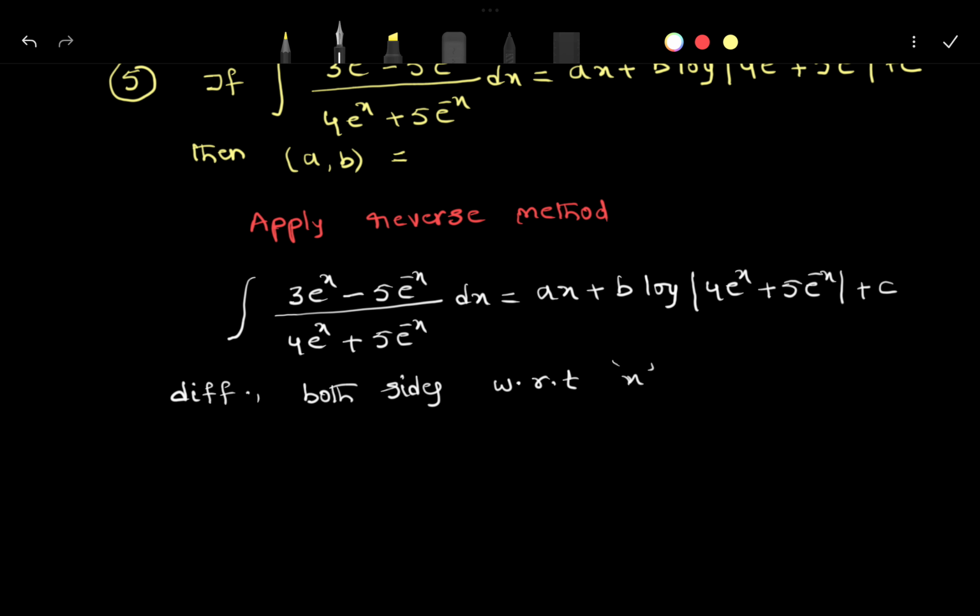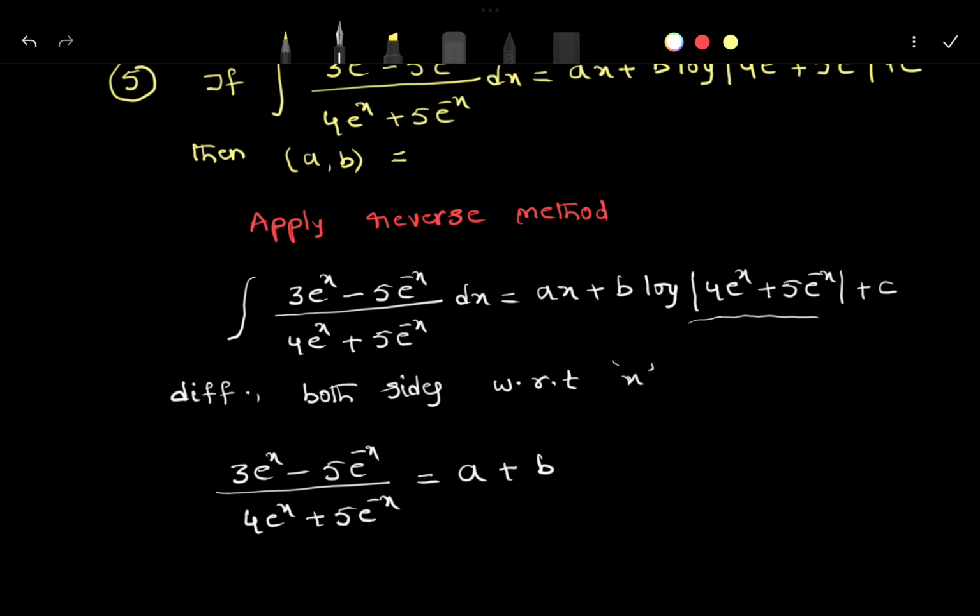If you differentiate on both sides, integration and differentiation will cancel. Now you will get 3 into e to the power of x minus 5 into e to the power of minus x, whole divided by 4 into e to the power of x plus 5 into e to the power of minus x, is equal to the derivative of a into x, which will be a, plus b, a constant, into the derivative of log of the expression.